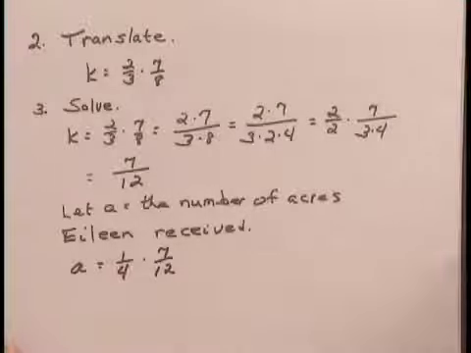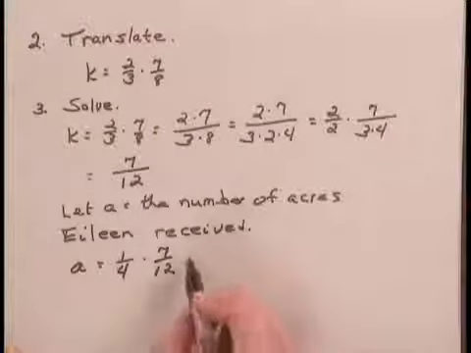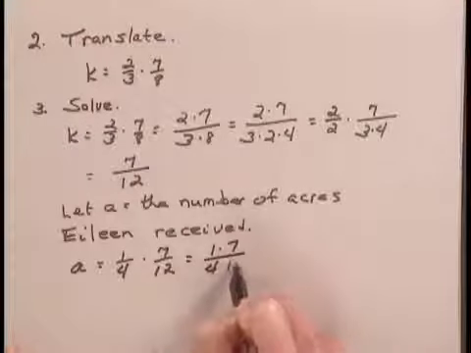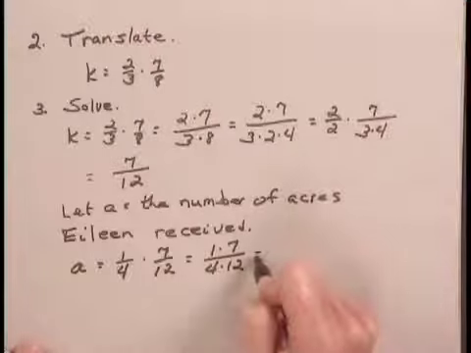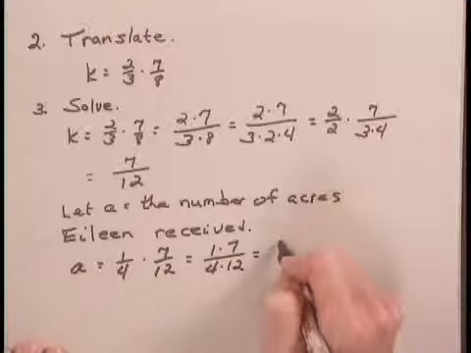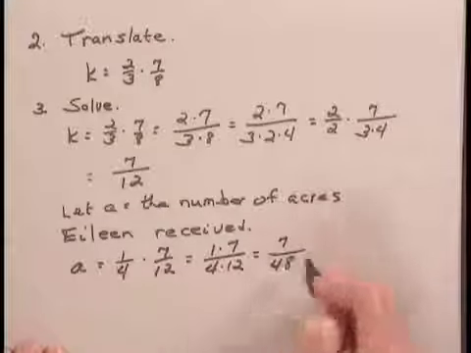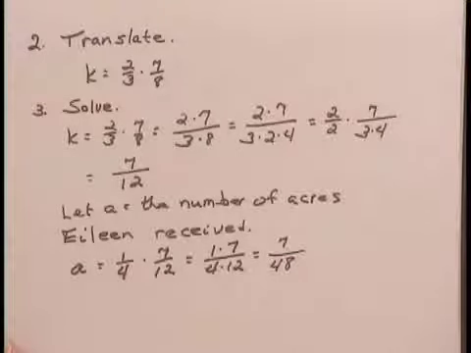And we can solve this part of the equation merely by carrying out the multiplication. And let's just go ahead and do it right here. I'll have 1 times 7 over 4 times 12. And I can see that I don't have any factors that are common to the numerator and denominator, so I can't simplify this. I'll just finish the multiplications. 1 times 7 is 7, and 4 times 12 is 48. So we think that the result is that Eileen received 7/48 of an acre of land.